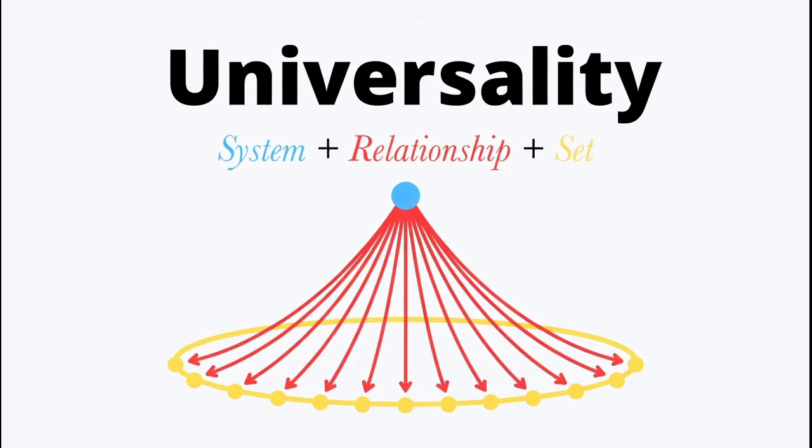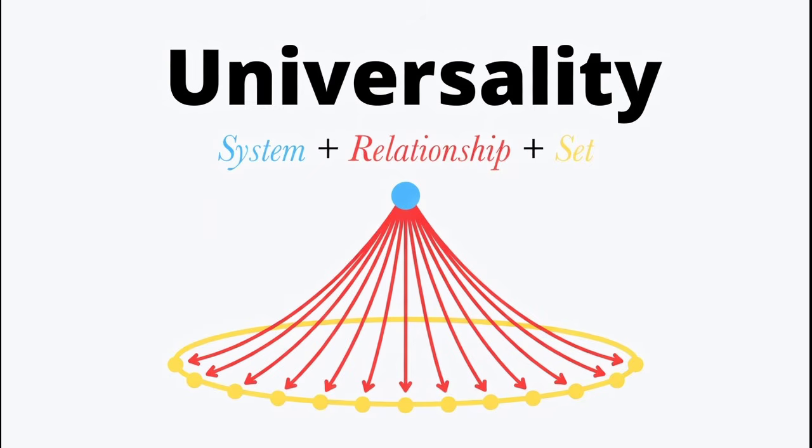three parts. A universal system, or a claim about universality, is about, number one, a particular system, a computer, a brain, an alphabet, something that has a certain relationship to every member of some set. So A, you have a system, B, you have a relationship, and C, you have a set of things.